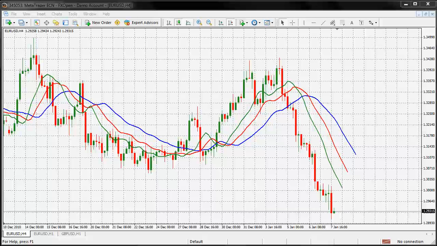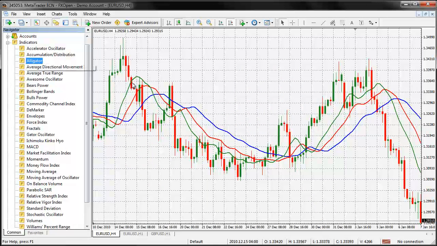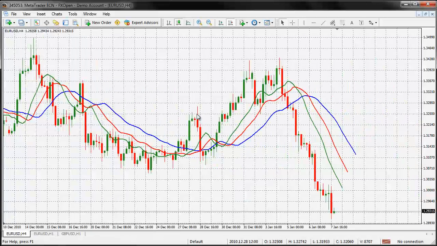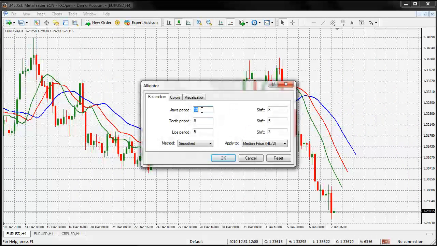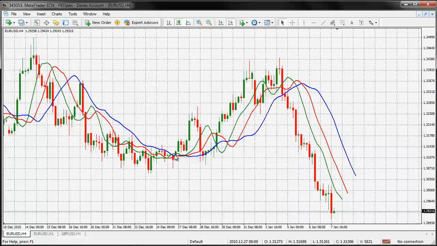What we have here on the chart is the alligator. Now the alligator is a bit of a weird indicator. It uses chart shift and it uses moving averages as well, and it's using a smooth moving average. You can change these around to whatever value you want, really.